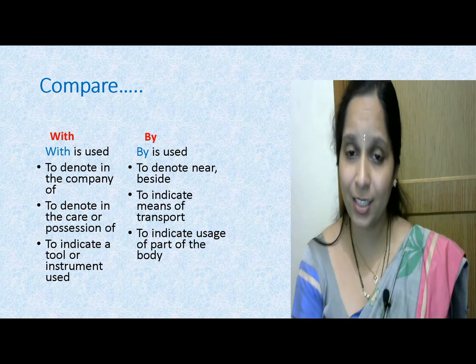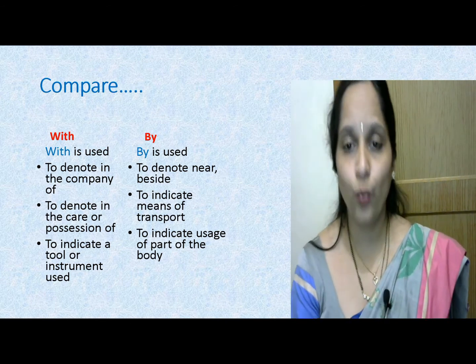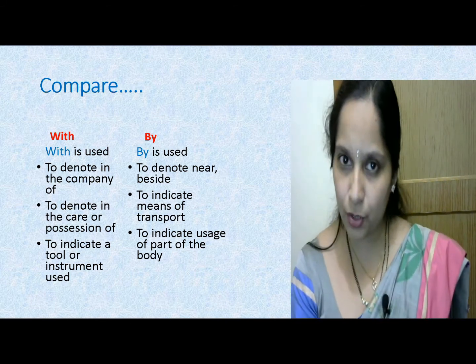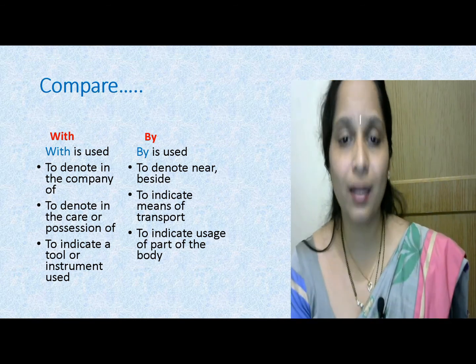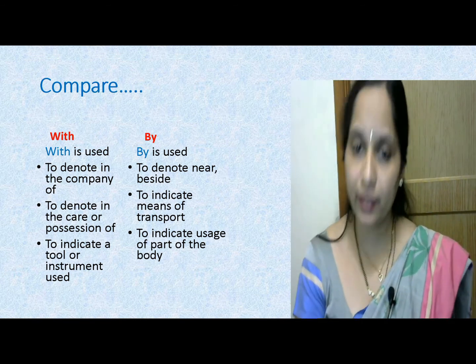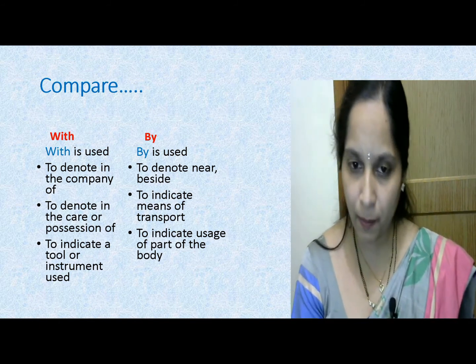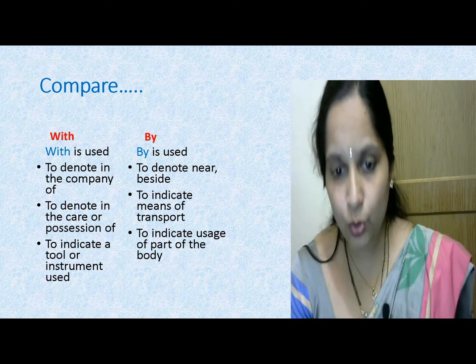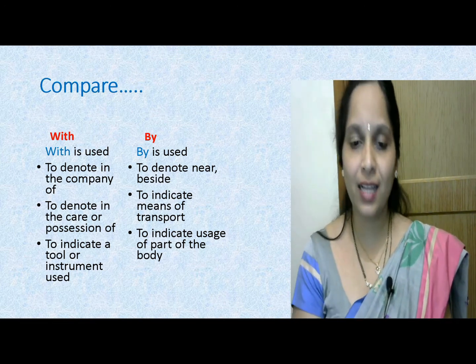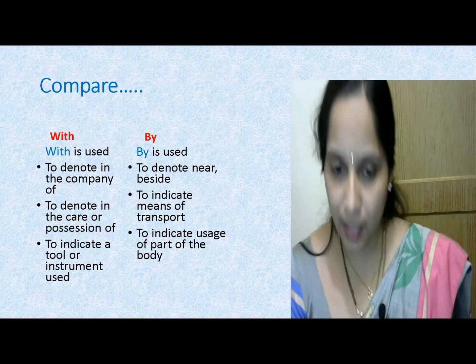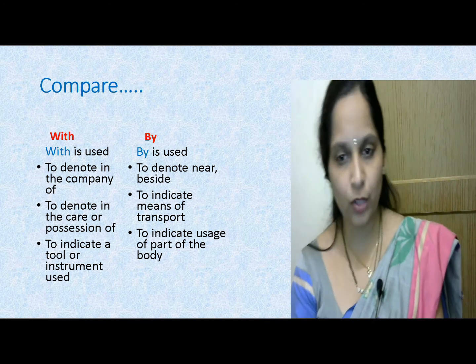So guys, the next set of words we're talking about is with and by. When are we supposed to use with? To denote in company of. Say, I stay with my parents. To denote in care or possession of: he is with me. To indicate a tool or instrument used: please cut the vegetable with a knife. That is with for you.